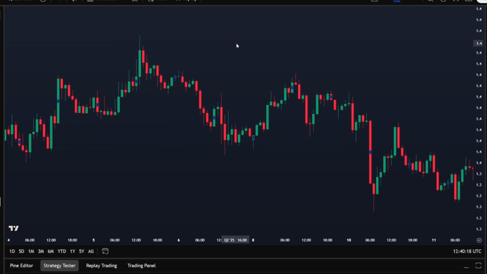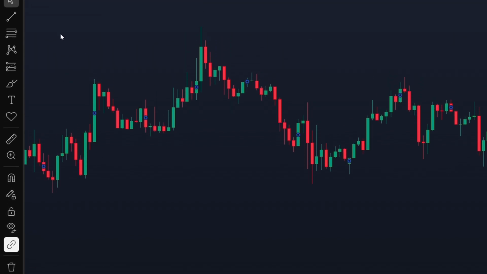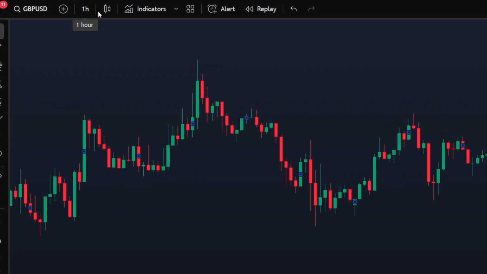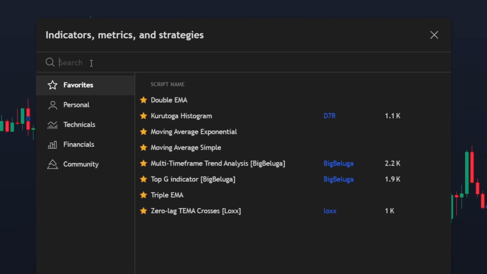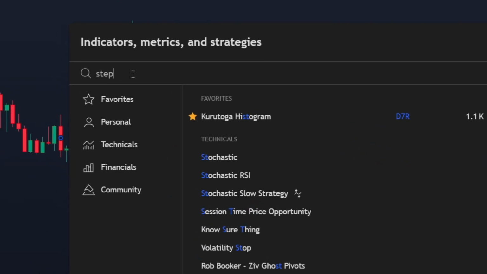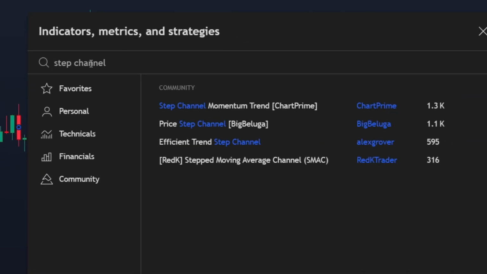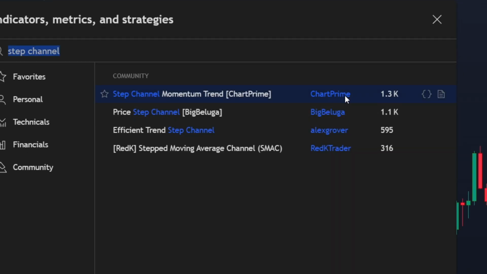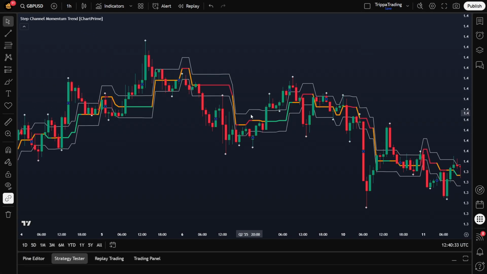Let's get it on the chart first. Head over to TradingView, load up any chart and any time frame you like, then click on Indicators. In the search bar, type Step Channel Momentum Trend, and select the one by ChartPrime. As soon as you add it, you'll notice the unique way it plots the trend.